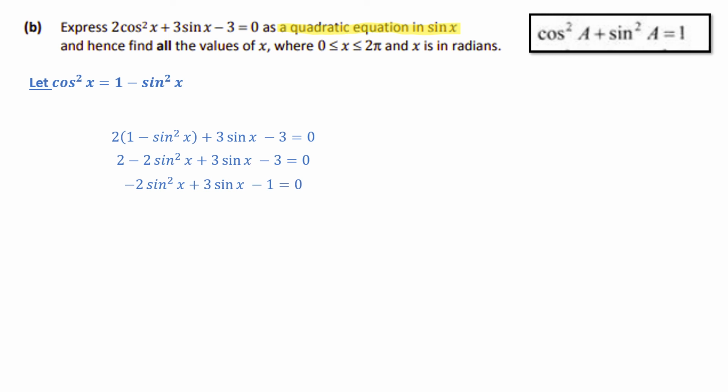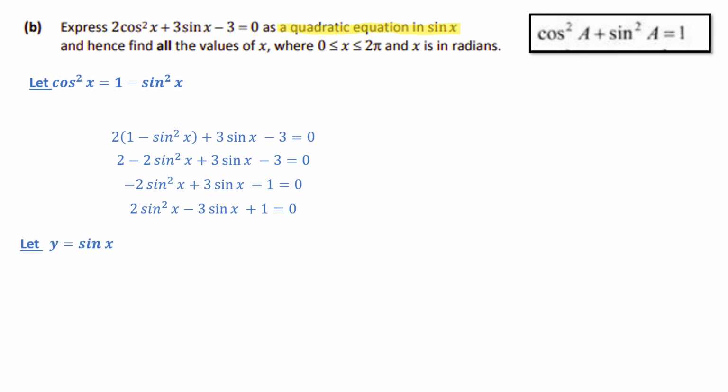Now we have our quadratic. I don't like a negative quadratic, so I'm going to multiply by minus 1, or change all those signs, which gives me 2 sine squared x minus 3 sine x plus 1 equals 0. Now it's a very straightforward quadratic. So if you want to leave it like that, that's absolutely fine. But I think the majority of students would find it easier if we change the sine x to something simpler.